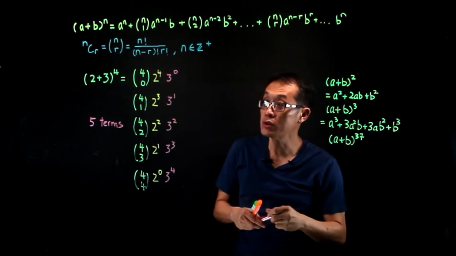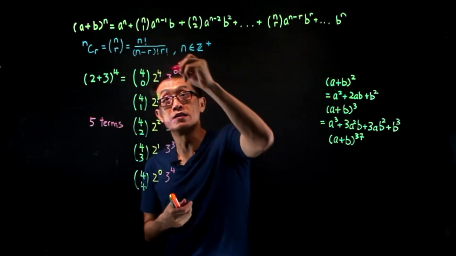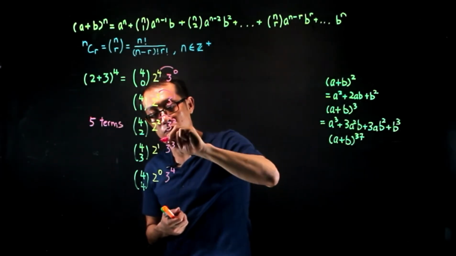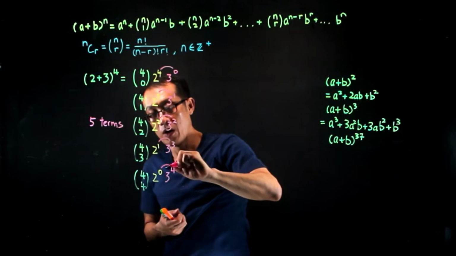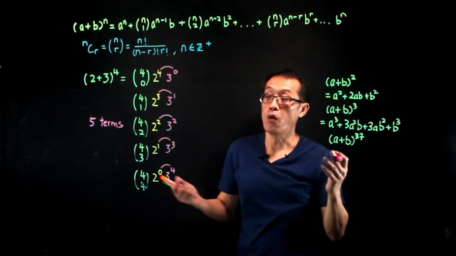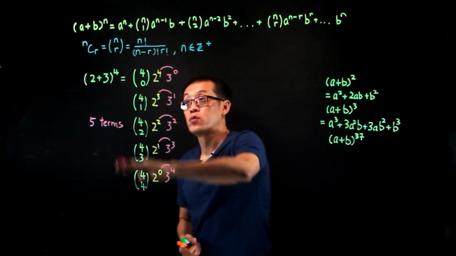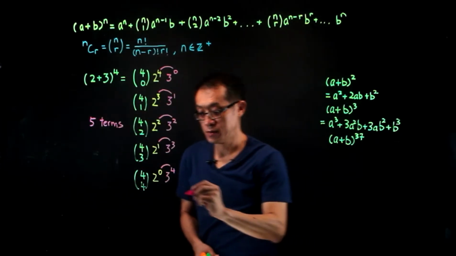The other thing you take note of is, look at this. These two add up to 4. This one adds up to 4. This one adds up to 4. This one adds up to 4. And this one adds up to 4. Now, you add all this up, it will be equal to this answer. Okay?